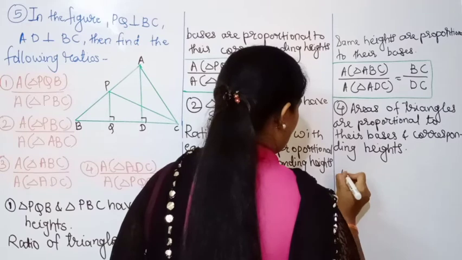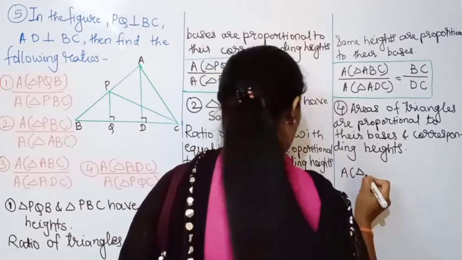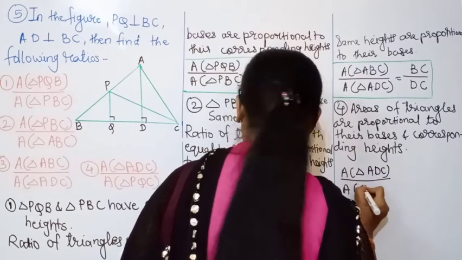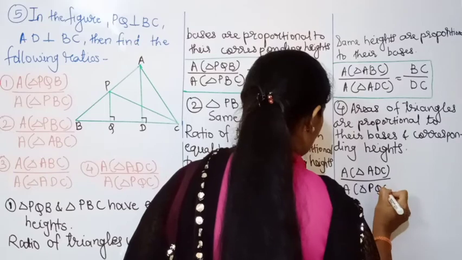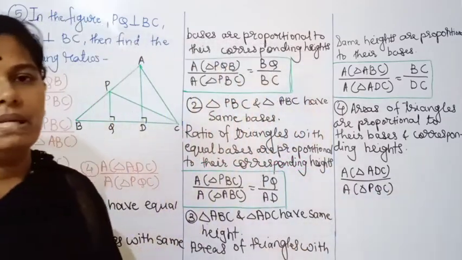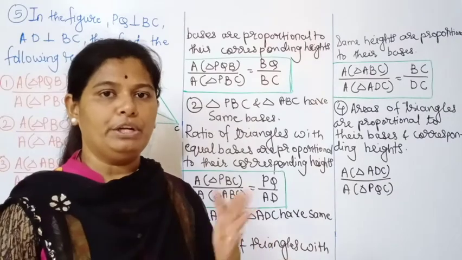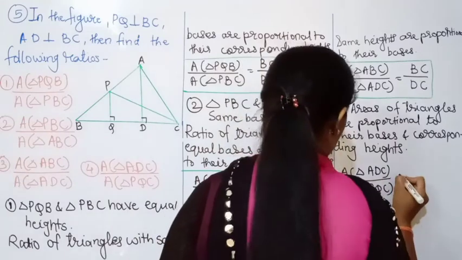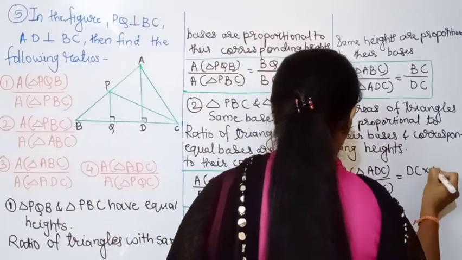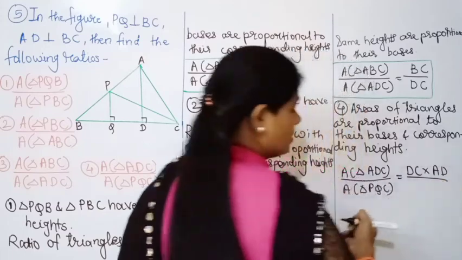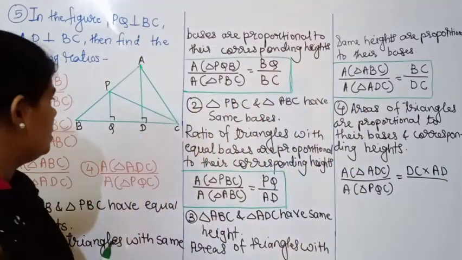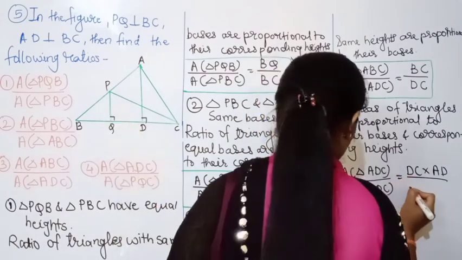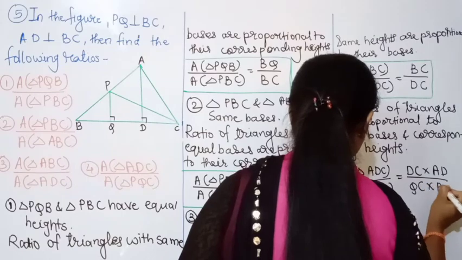So which is the triangle now? That is area of triangle ADC upon area of triangle PQC. So which formula do we use here when the base and height both are different? B1 into H1 upon B2 into H2. So what is the base of ADC? The base is DC, height is AD. The next triangle is PQC. In PQC, the base is what? The base is QC and the height is PQ.